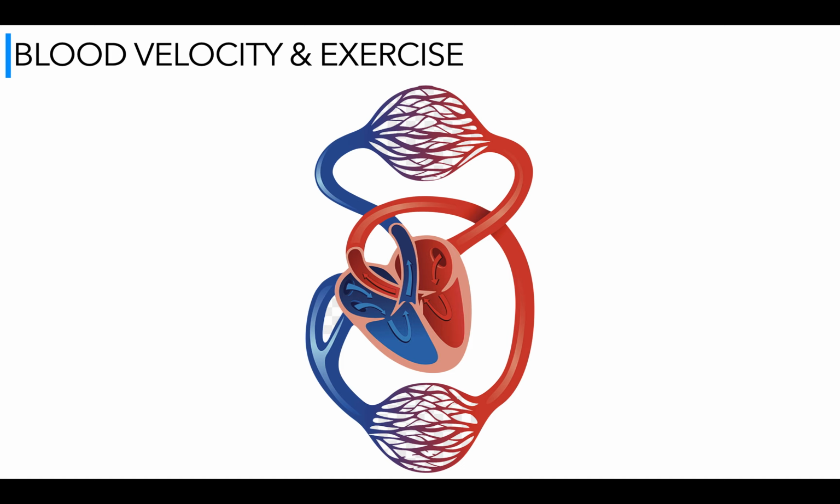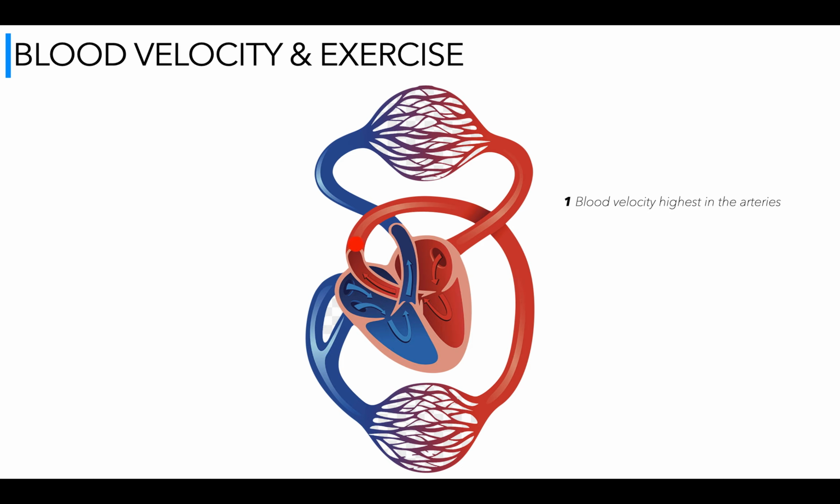What we're going to do now is look at how blood velocity and blood pressure change during exercise. We're going to start with blood velocity, and what velocity means is the rate of displacement of blood. So we're exercising. We're going to focus on the systemic circuit because we're interested in the oxygenated blood going to the muscles via the aorta. I'm going to break it down into some key points about velocity.